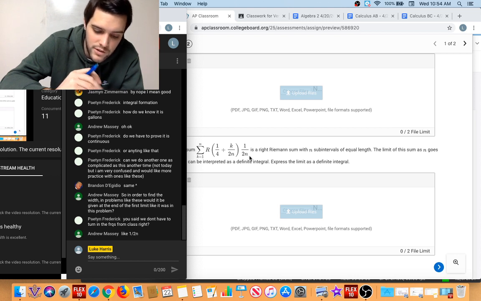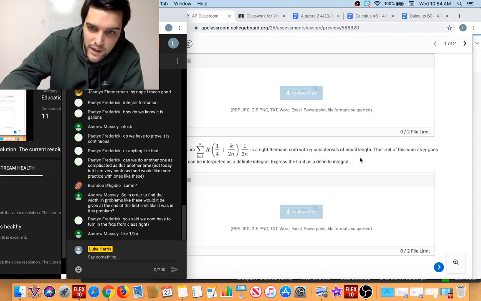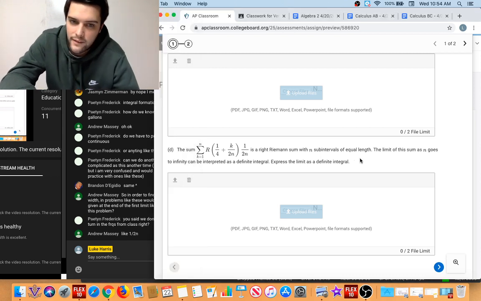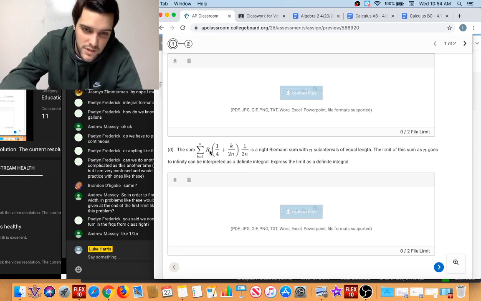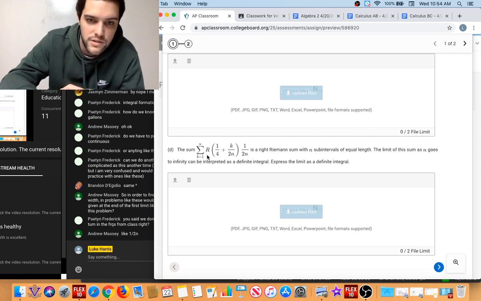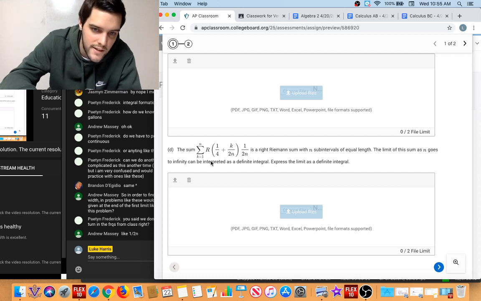So if we were to back up, an original question for this could have been, think about where this summation notation came from. Basically the question would have been: I have an interval of 1/4 to 3/4. Write a summation notation that expresses n subintervals. And this is what you would come up with.